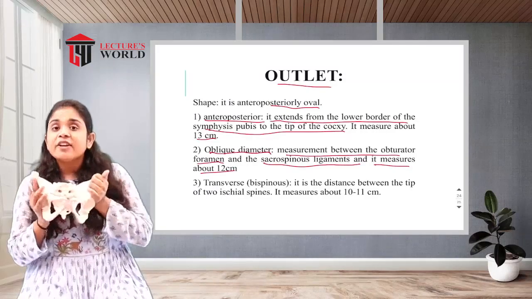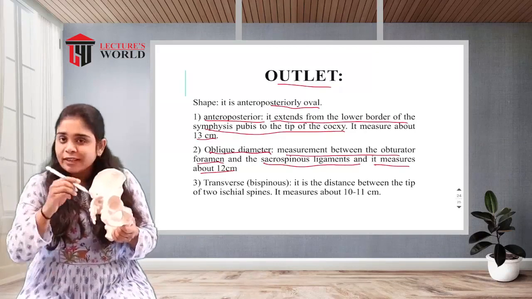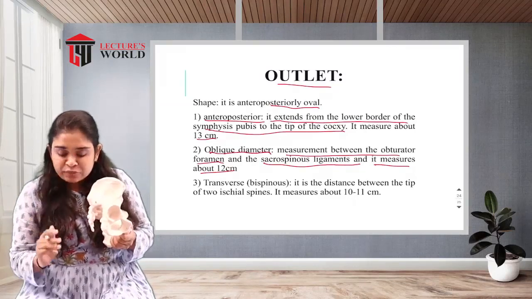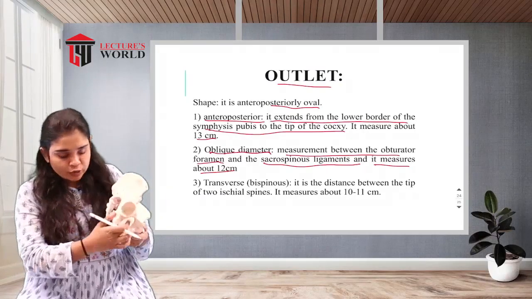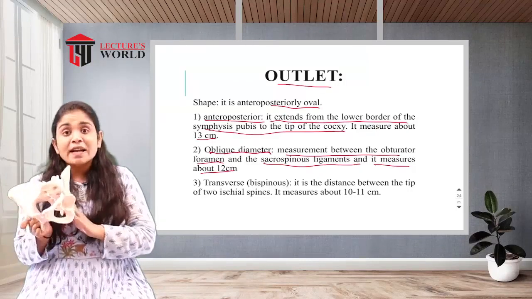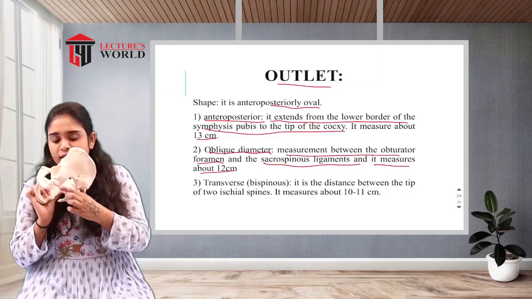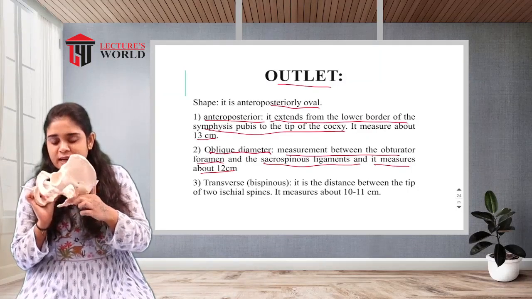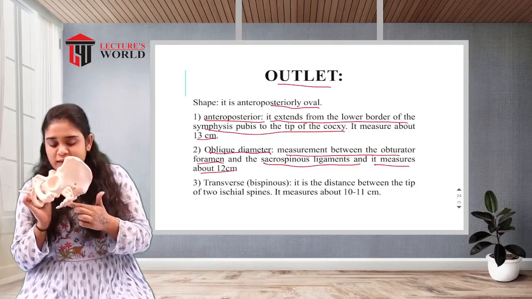Then the oblique diameter is the measurement between the obturator foramen and the sacrospinous ligament, and it measures about 12 centimeters. Here we are talking about the oblique diameter of the outlet. The oblique diameter will be like this. It measures from the obturator foramen, this is the point we have to take, till the sacrospinous ligament, which covers the ischial spine and the sacrum.